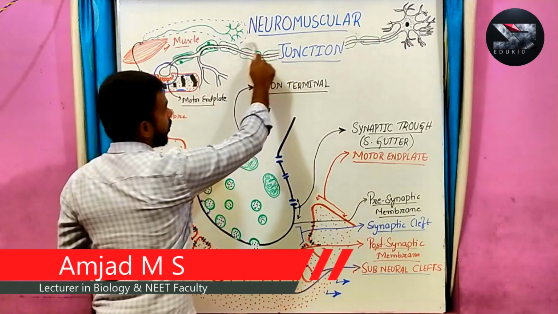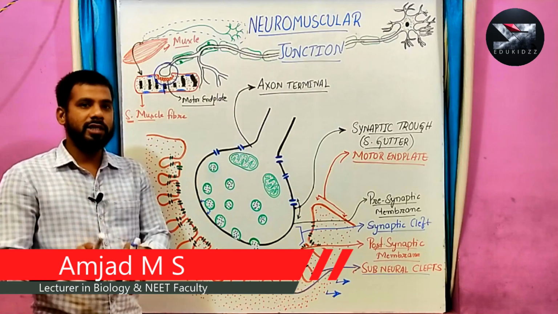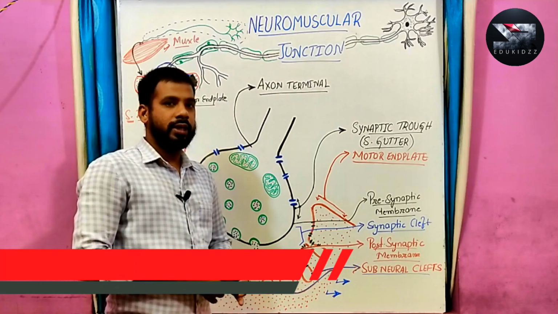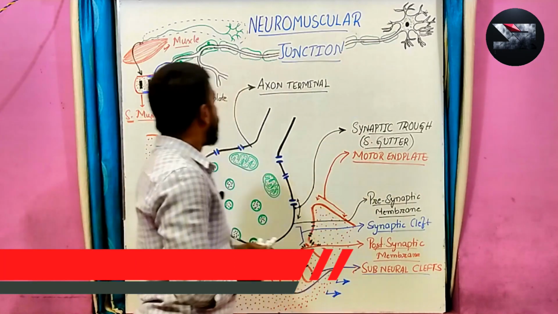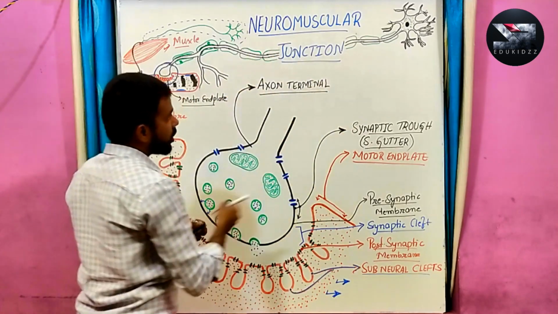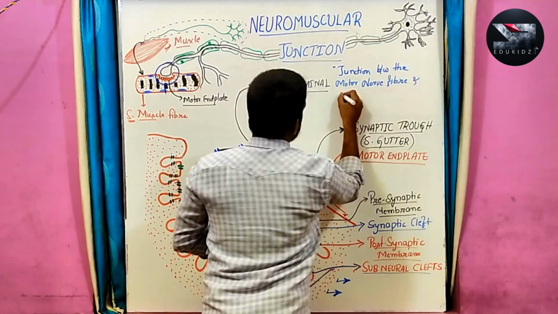This lecture is about the neuromuscular junction. In my previous videos, I have explained the synapse and types of synapse. If you want to know information about that, just click the link below in the description or press the I button. Now, if we take the neuromuscular junction, it is the junction between the motor nerve fiber and muscle fiber.